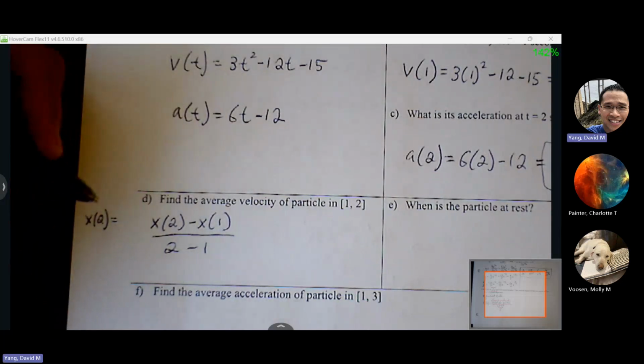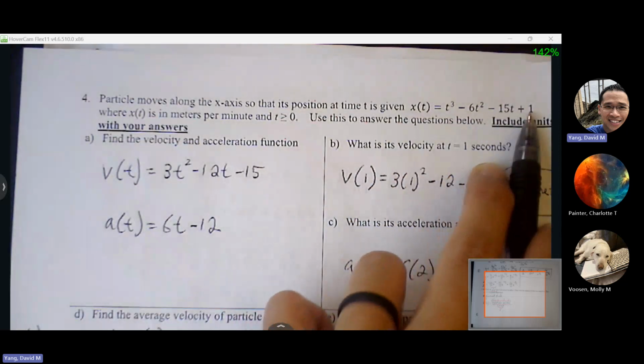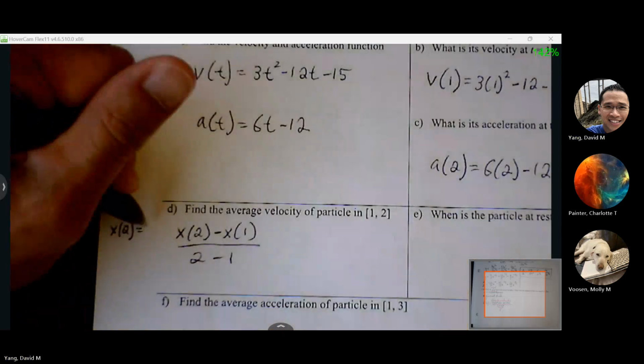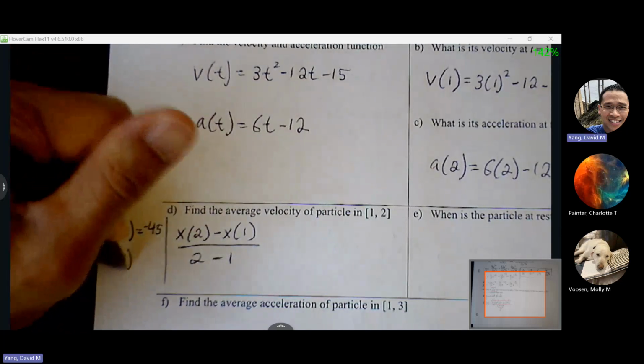All right, these numbers are a little bit large here, but you'll plug 2 into the position function, and then 1 into the position function.